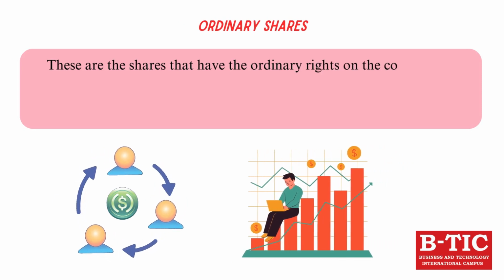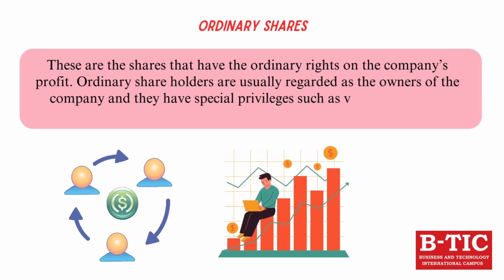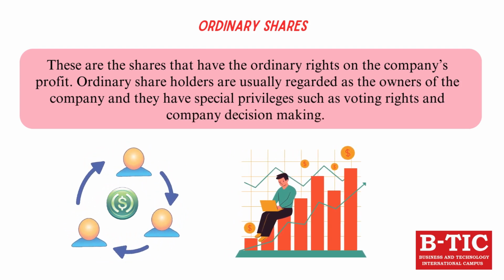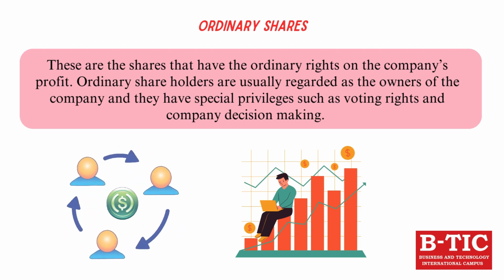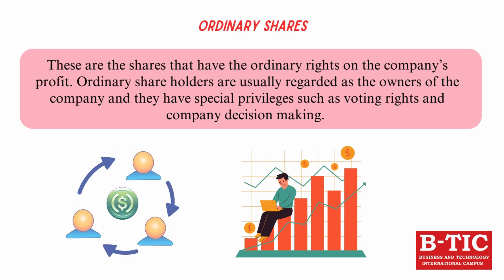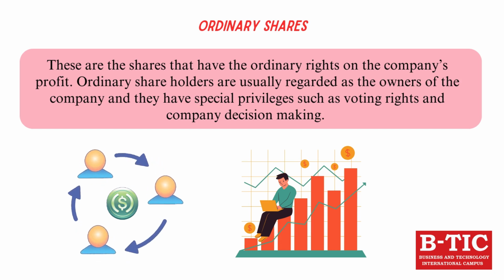Ordinary shares. These are the shares that have the ordinary rights on the company's profit. Ordinary shareholders are usually regarded as the owners of the company and they have special privileges such as voting rights and company decision making. The dividends of these shareholders are determined according to the profit earned by the business and they receive it after the dividends of the preference shareholders are settled.